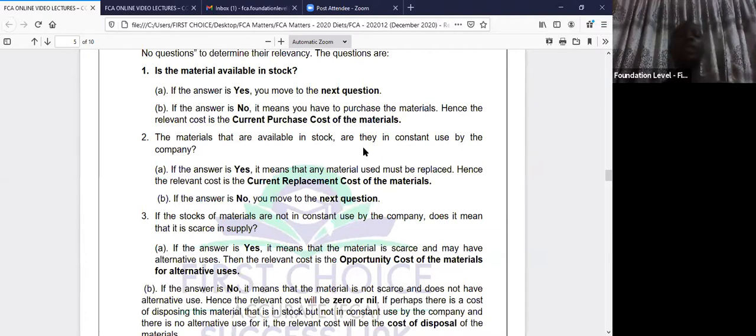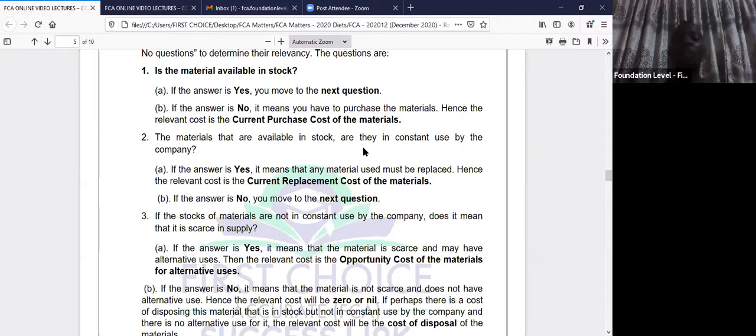Now, assuming you answered no to that question, what does it mean? It means you don't have it in store. You have to go and purchase it. So what is the relevant cost here? Of course, it is the purchase cost of the material. Which cost are you going to choose?